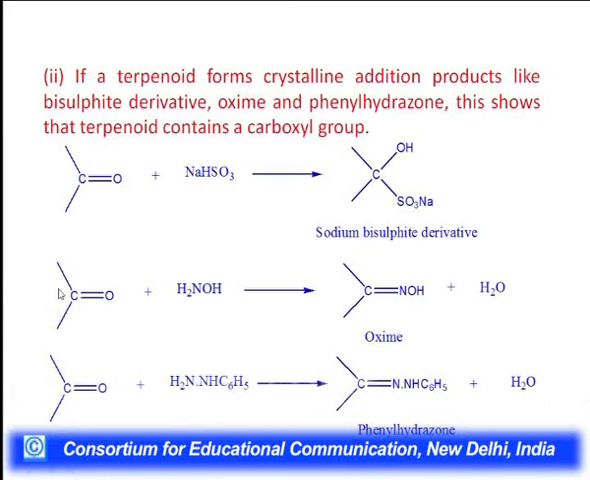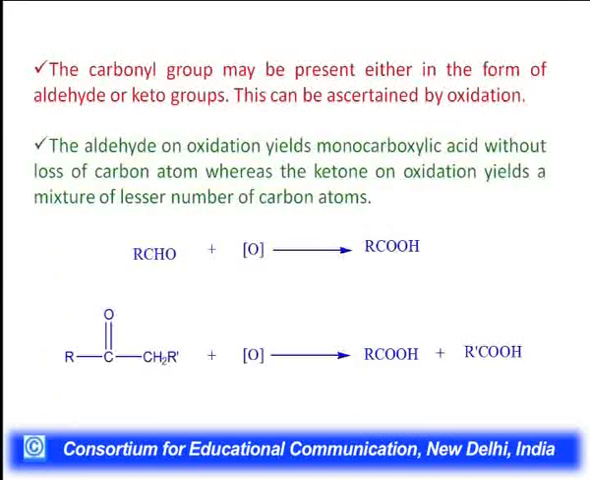When this carbonyl moiety is present in the terpenoid, it can also form the addition product with the hydroxylamine. When hydroxylamine is treated with this kind of moiety, it generally forms the addition product which is termed as the oxime. These are again the white crystalline structures. By the formation of these kinds of addition products, we can say that the carbonyl group is present in the given terpenoid. If it contains the carbonyl group, it can also react with the phenyl hydrazine. When it reacts with the phenyl hydrazine, it forms the addition product phenyl hydrazone. So these kinds of addition products can be formed if the carbonyl moiety is present in the given terpenoid.